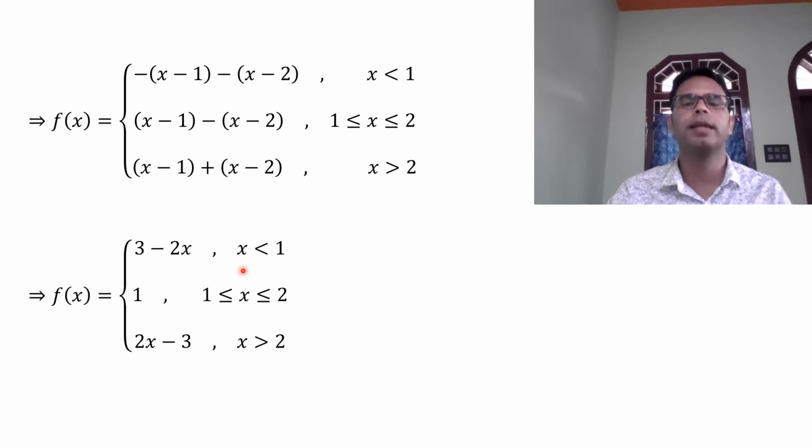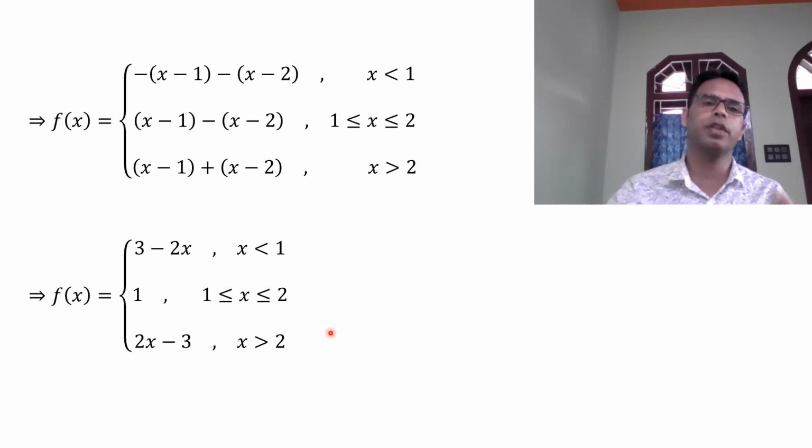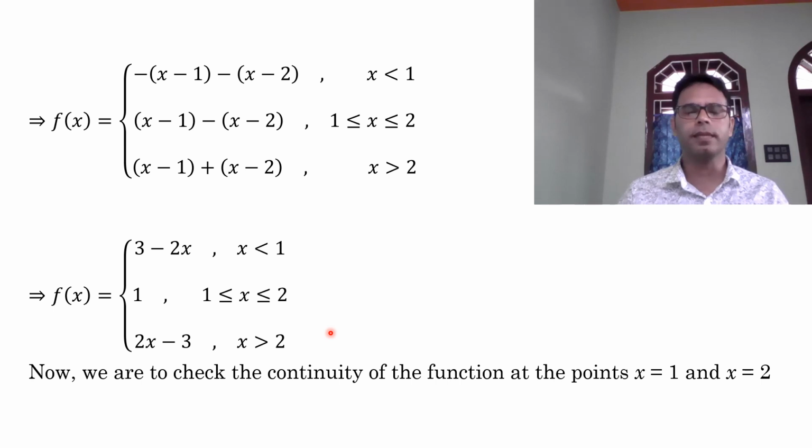At x is equal to 1, the left hand limit comes on this line, the right hand limit on this line, and the functional value on this line. In the similar manner, at x equal to 2, the left hand limit is this line, the right hand limit is this line, and the functional value is this line. So in that way, as the usual process to check continuity of the function, we write the function like this.